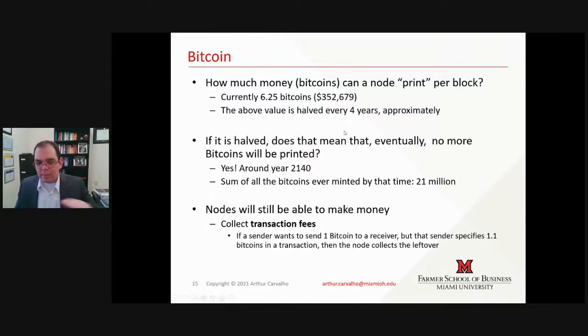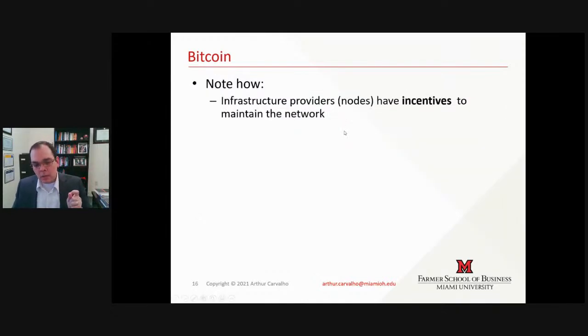Now, just to wrap up, before I have a live demonstration, Bitcoin is beautiful. I mean, it's really beautiful technology. And I speak as a computer scientist. When I look at how the technology works, all the components, that's incredibly beautiful. And note one thing. Note how the nodes, the infrastructure providers, it can be anyone, you, me, any person, note how they have incentives to keep the whole system alive. Because if they keep it alive, they can make money by printing Bitcoins.